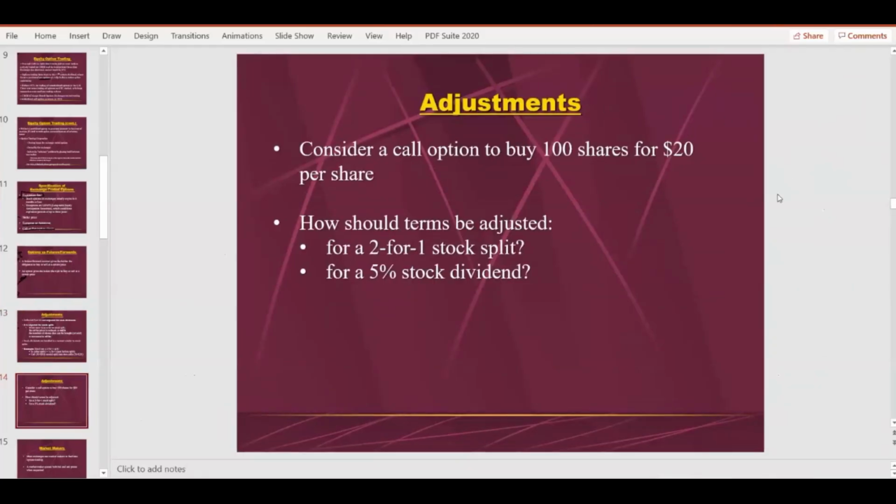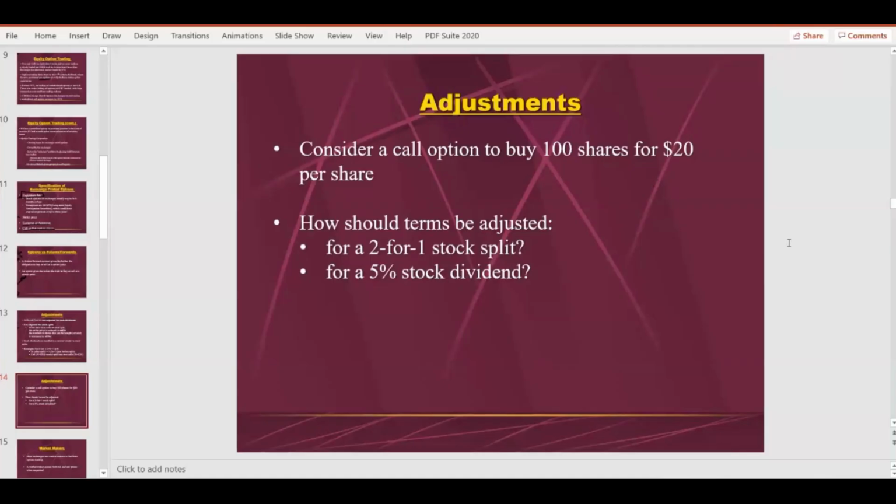Now consider a call option to buy 100 shares for $20 per share. How should terms be adjusted if we have a 2-to-1 stock split? And of course here the split that will happen to the option is related to the split that happens to the stock. So whether it's 2-to-1 or 3-to-1 or 3-to-2, it depends on the stock split. The adjustment is based on the stock split.